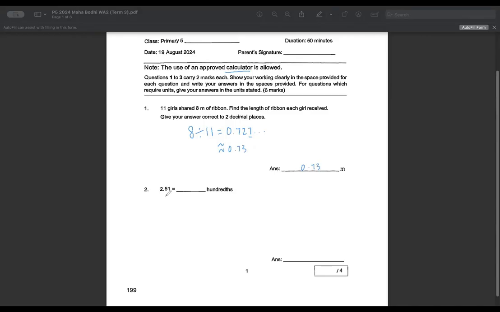Okay, question 2. 2.51 is equal to how many hundredths? So for this recap, 0.01 is 1 out of 100. So for 2.51, it will be 251 out of 100. As such, how many hundredths will it be? It will be 251 hundredths. So your answer will be 251.